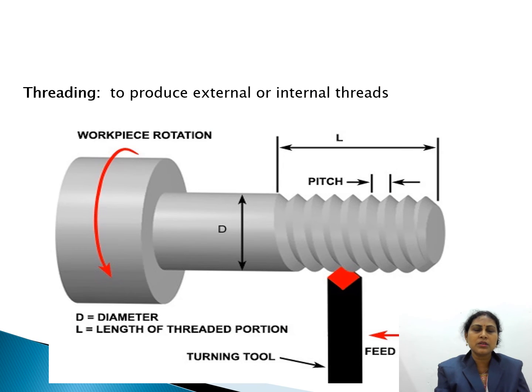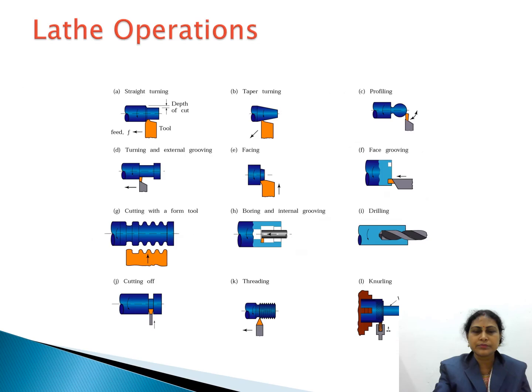So threading, either internal threading or external threading, produces either internal or external threads according to the workpiece rotation, as shown in the figure. The workpiece is rotated, so it can be an internal thread or an external thread.